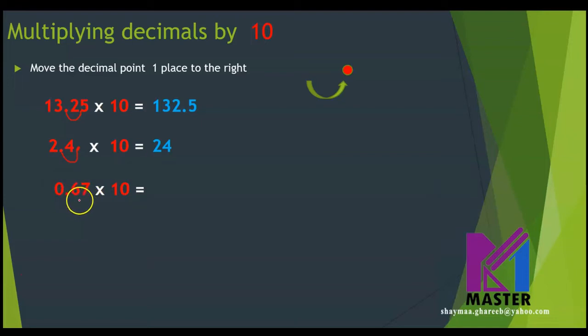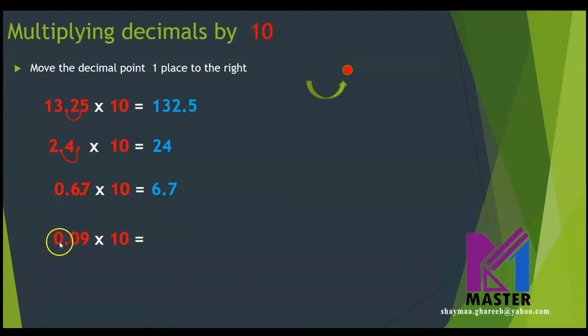0.67, so I will move it one place to the right, so it will be between the 6 and the 7. So the number will be 6.7. I will not write 06, okay? So it's just 6.7. As you can see, the 6 was in the tenths place, it became in the ones, so it is one place higher. And the 7 was in the hundredths place, it became in the tenths place, which is one place higher.